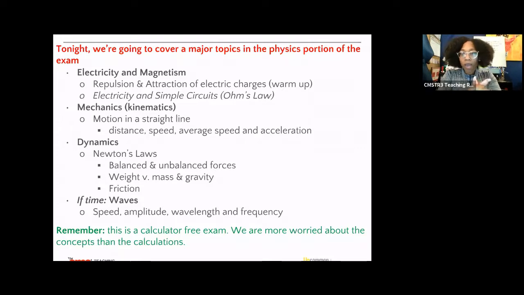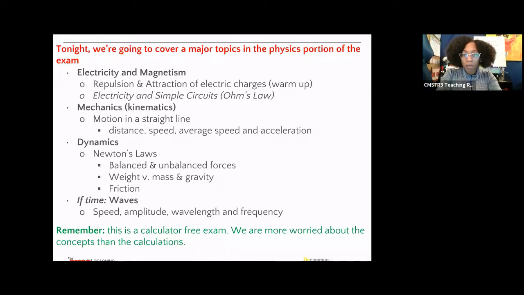Remember, guys, that the Praxis is calculator free, which means anything in terms of mathematical concepts, if they ask you a math-based problem, it's going to be something that you can solve with pen and paper. It's not going to be an in-depth math-based equation for any of the sciences because you won't have a calculator.